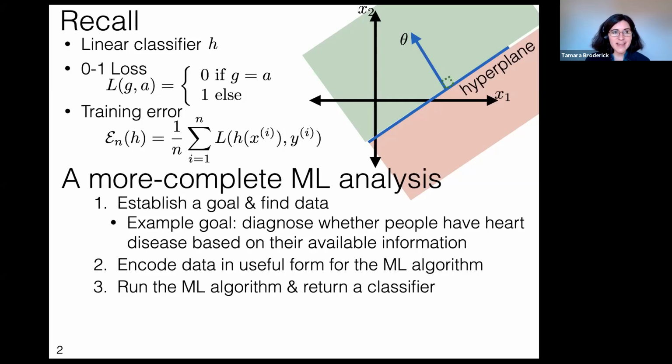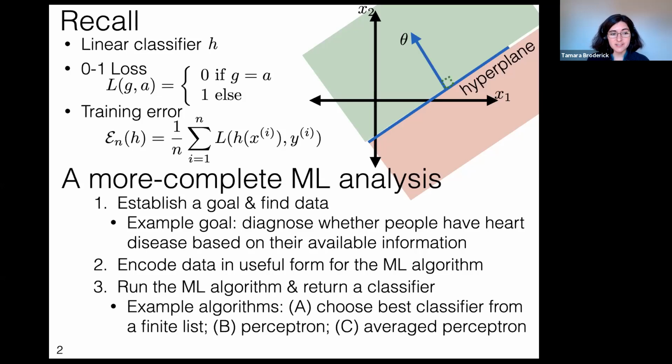Once you've done that, now you can run that machine learning algorithm. So it could be, for instance, one of the ones that we've talked about before. We talked about choosing the best classifier from some finite list of classifiers. We've talked about using the perceptron. Now you, in your explorations and homeworks and labs and such, have also encountered the average perceptron.